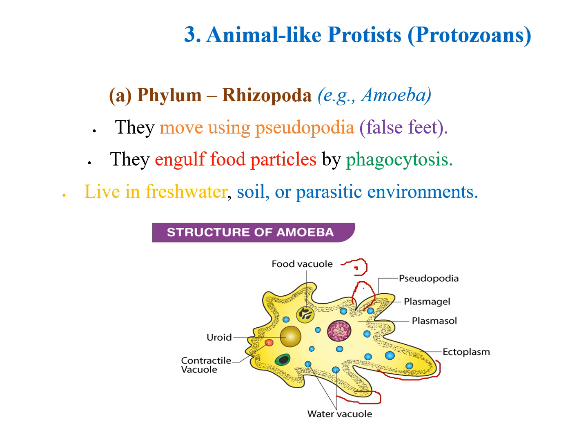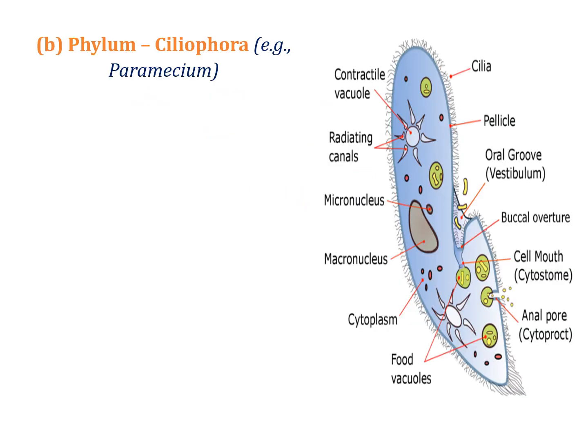So this is the structure of amoeba: pseudopodia, plasmasol, plasmagel, uroid, contractile vacuoles, food vacuoles. Contractile vacuoles are responsible for osmoregulation, and water vacuoles. Now the second type of animal-like Protista, the major group phylum Ciliophora.